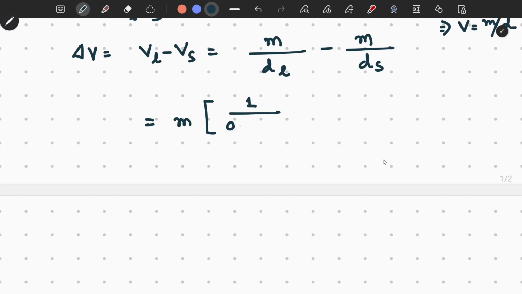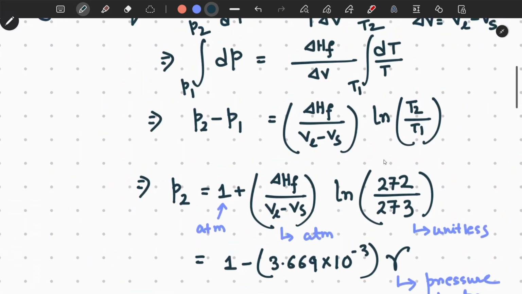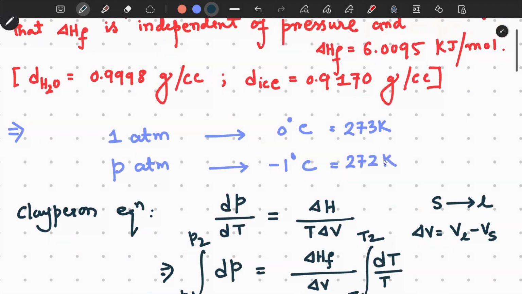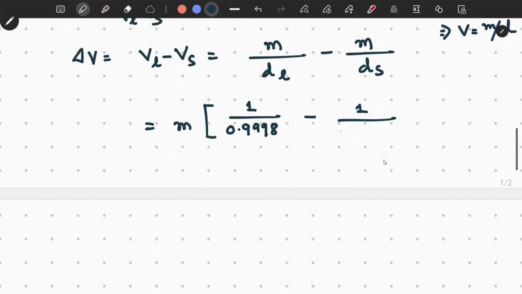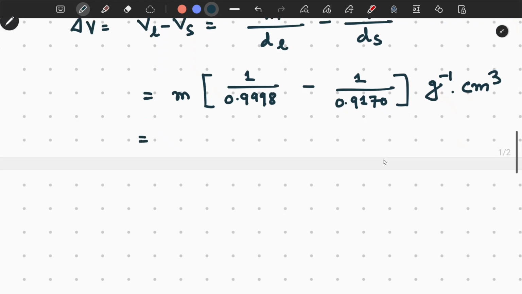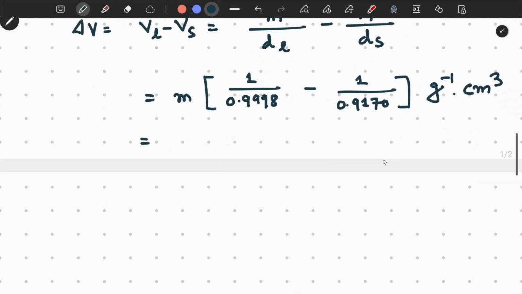1 by d liquid, this is given 0.9998, and this will be minus 1 by 0.9970, gram per cc. Okay, gram inverse cc. So this will be the unit. Is it clear? Yes. So now if you calculate it, what will be the value? Let me do it.